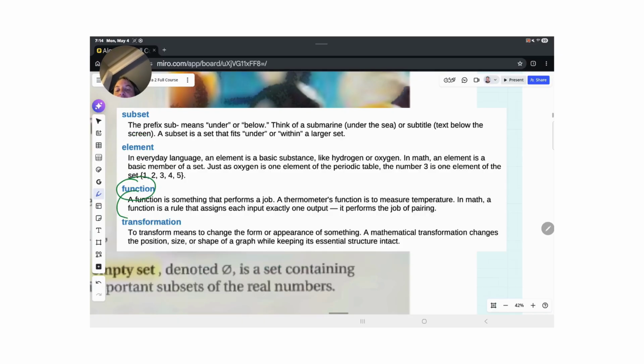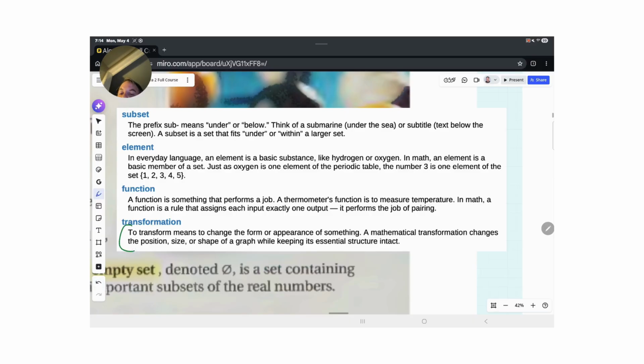Function. A function is something that performs a job. A thermometer's function is to measure temperature. In math, a function is a rule that assigns each input exactly one output. It performs the job of pairing. So think about hitting that button on the vending machine. You hit E4 and the Snickers comes out. That's a function that does that.